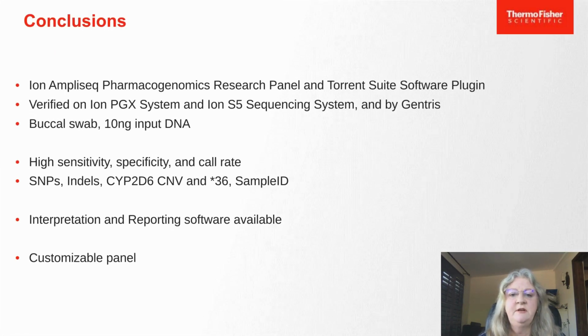So in conclusion, we developed and launched the Ion AmpliSeq Pharmacogenomics Research Panel and its matching Torrent Suite software plugin. It was verified on the Ion PGM system and the Ion S5 sequencing system and by our collaborators at Gentris. It uses buccal swab. It can take as little as 10 nanograms of input DNA. So it shares the excellent property of AmpliSeq that it is very robust to small amounts of input DNA. It has high demonstrated sensitivity, specificity, and call rate.